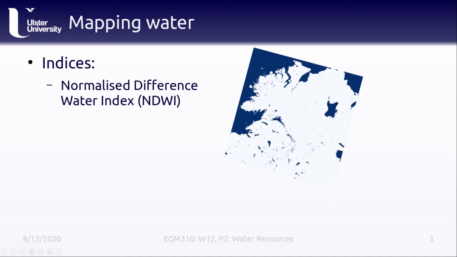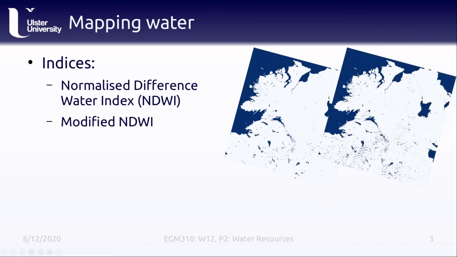It works because most land surfaces have higher or similar values of reflectance in the near-infrared and green bands, while water has a significantly higher reflectance in the visible green. The NDWI will have positive values for water surfaces and negative or near zero values for almost everything else.